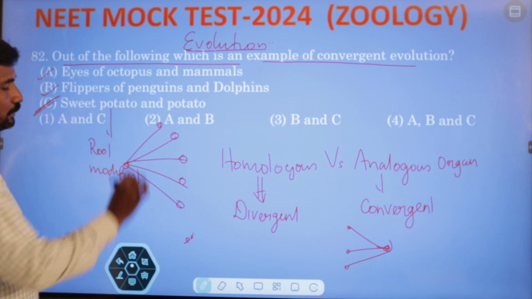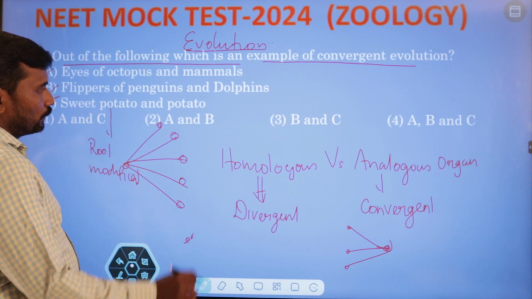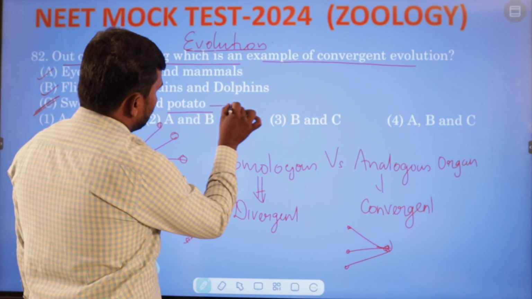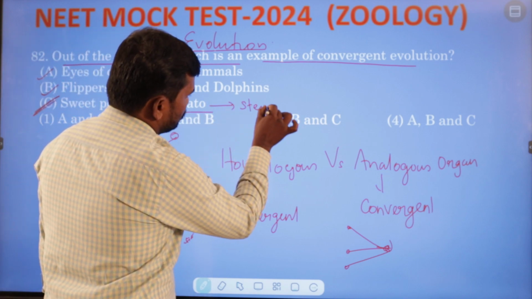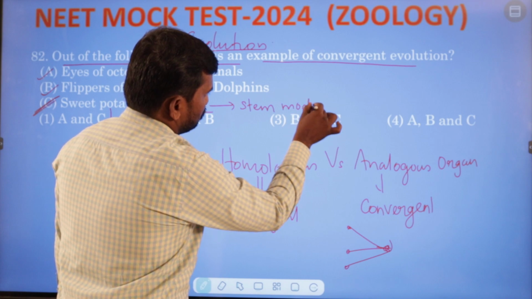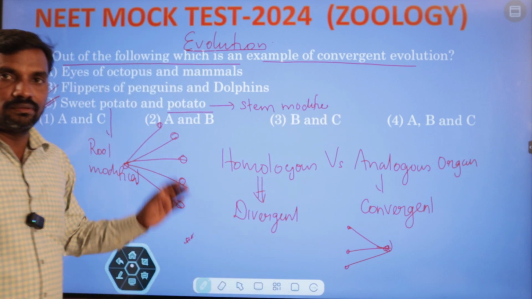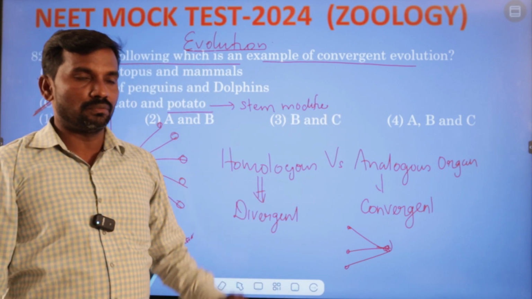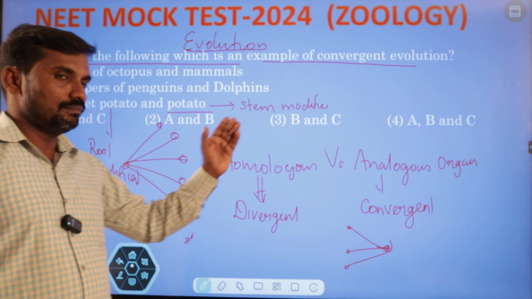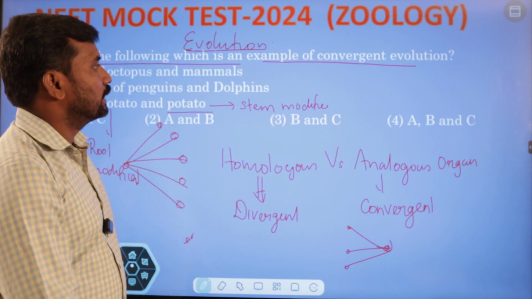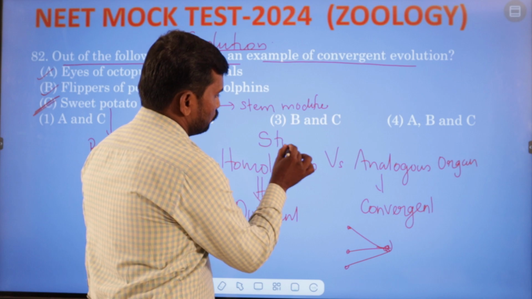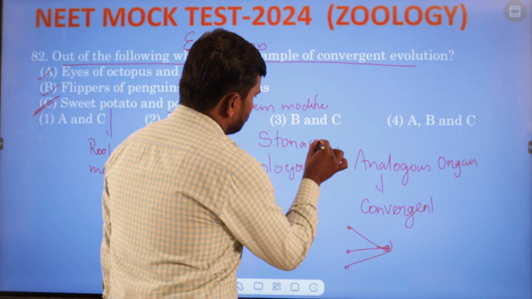The root is modified into a storing organ. Here the potato, Solanum tuberosum, is a stem modification. One is a root modification and the other is a stem modification. But whether it is root or stem, the primary function is storage of food.